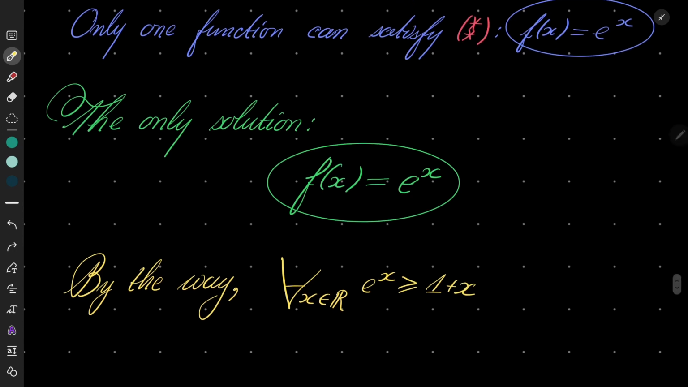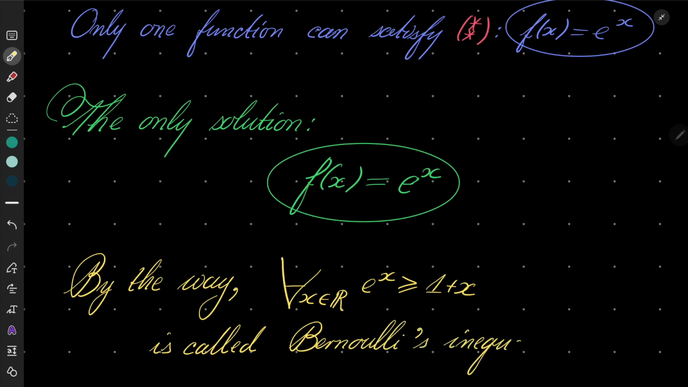So by the way, this inequality is called Bernoulli's inequality. It's very famous in mathematical analysis. It's sometimes useful when dealing with definitions of real powers, for example. When defining real powers, Bernoulli's inequality is rather handy.